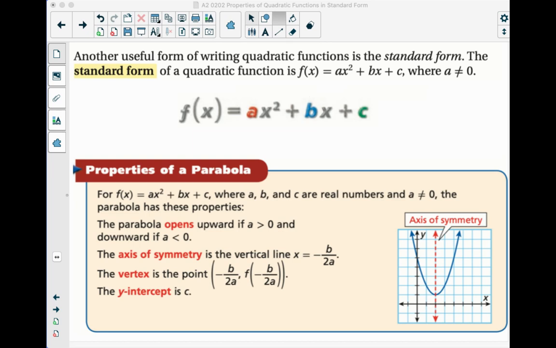All right, another form, this is the one we're talking about mostly today, is the standard form. So you'll see the standard form, you got ax squared plus bx plus c. You've used this form when you did the quadratic formula back in Algebra 1. But first thing we are going to do is find the axis of symmetry.